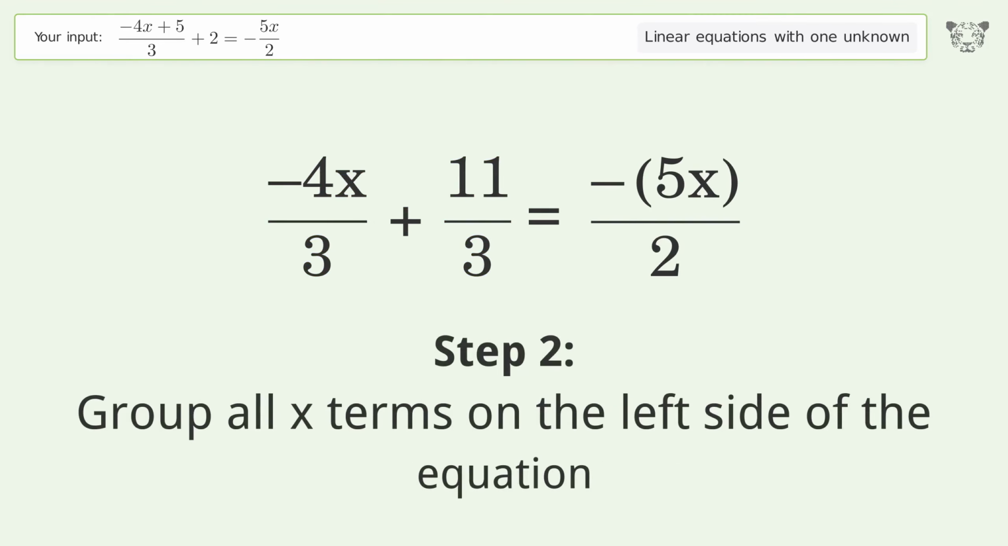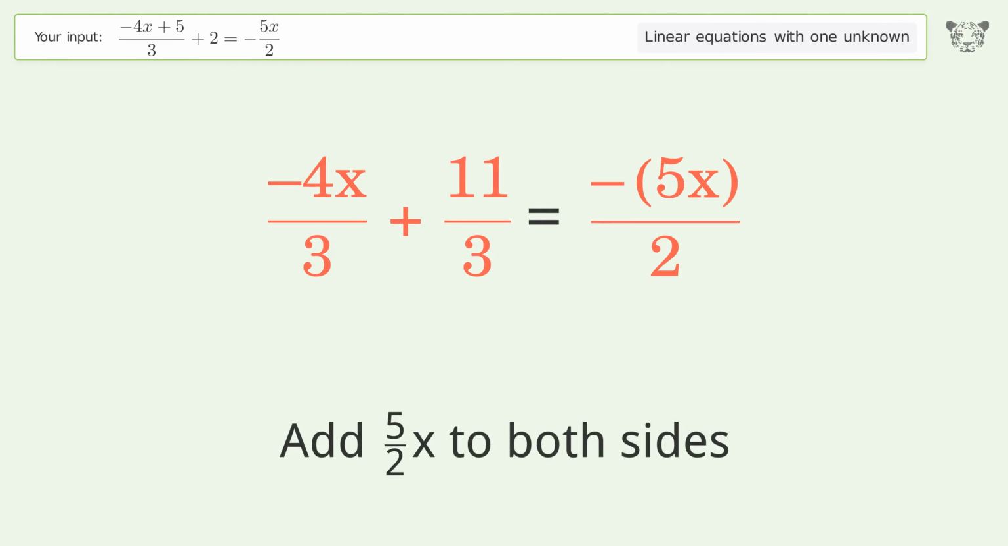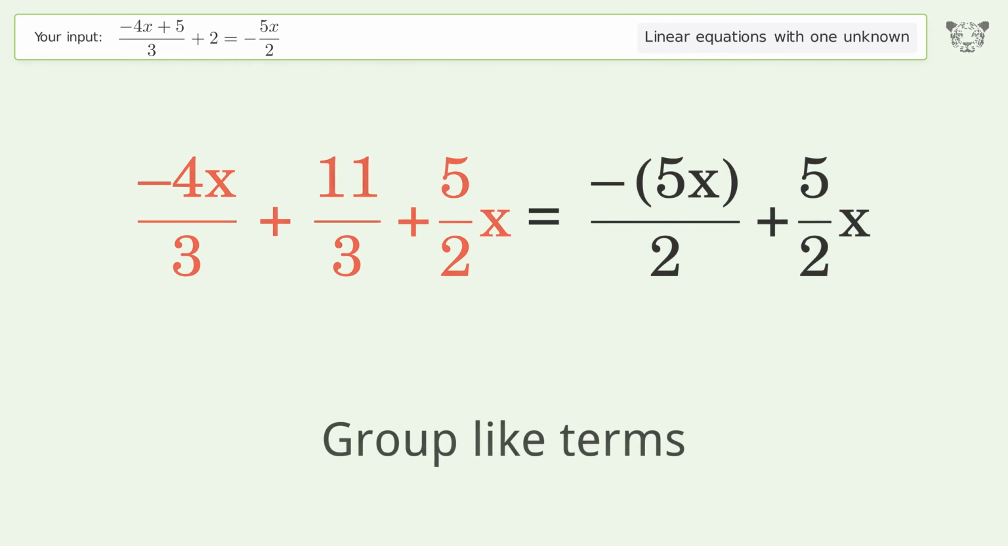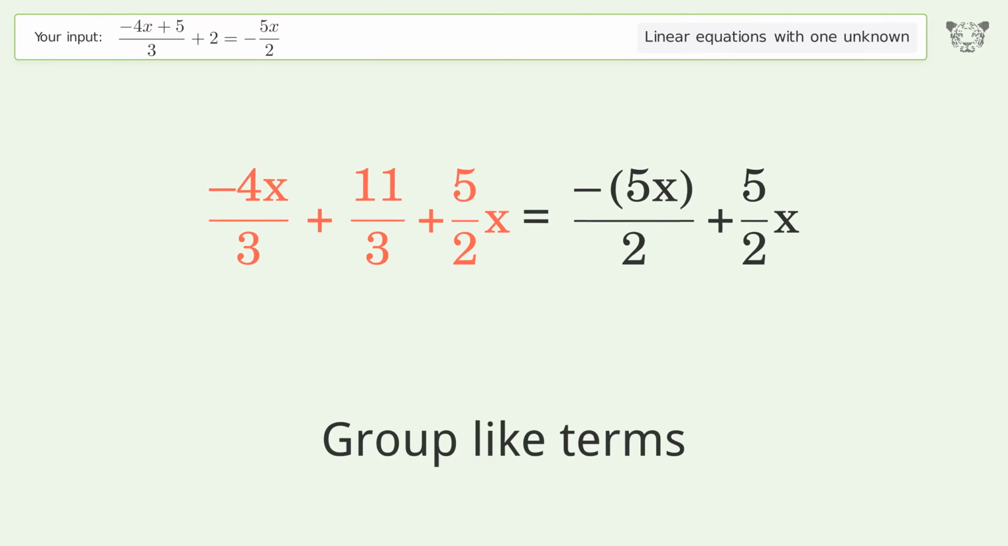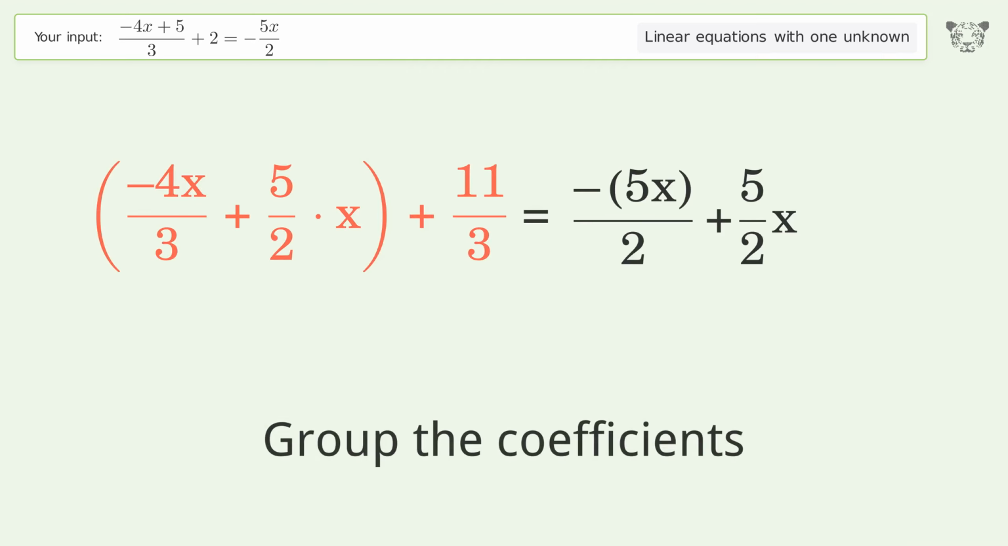Group all x terms on the left side of the equation. Add 5/2x to both sides. Group like terms. Group the coefficients.